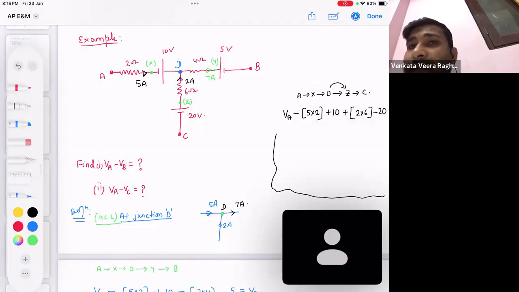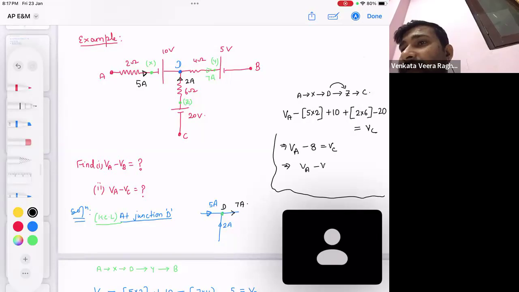Clear? And where did I reach now? So I have reached finally the point C. So what am I getting? VA. Now look at that, minus 10 plus 10 gone. 2 into 6, 12. Minus 20, that is minus 8 equal to VC. So that means what I am getting? VA minus VC equal to 8 volt we are getting.